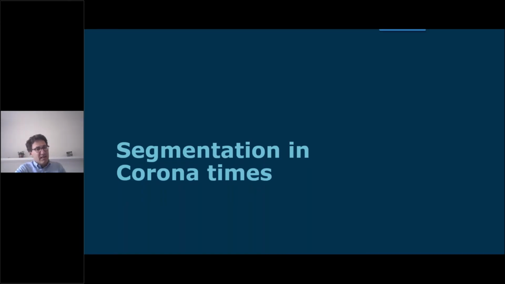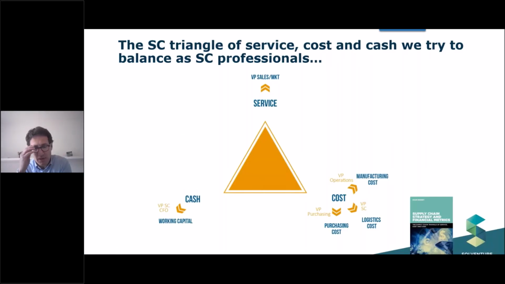Then, segmentation in Corona times. What I talked about was end-to-end segmentation, which is not always an easy process. You could think about a process of probably a year to have that reasonably started, but there are other ways. And I think when we are talking about Corona times, we should think about other ways, because we are now in stress. I think as supply chain managers, we are already in a conflict every day.